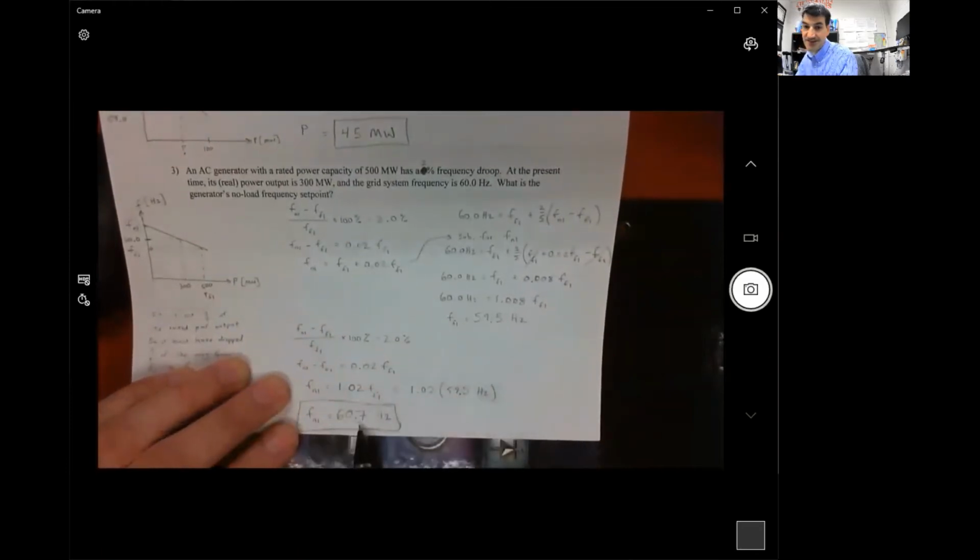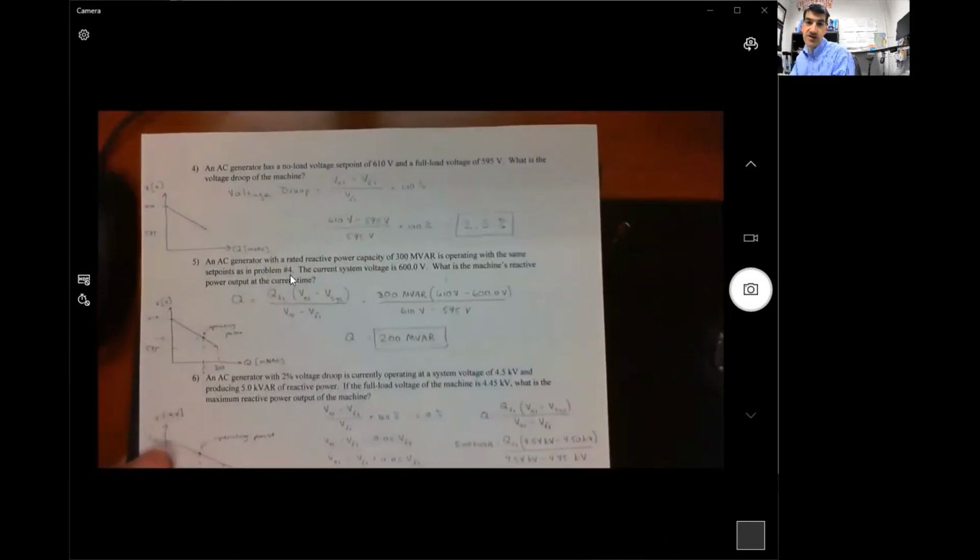And now I can plug in for the full load frequency. That's this right here. So pull that down, plug it in. 1.02 times the full load frequency is 60.7 hertz. 60.7 hertz, that is the no load frequency set point of our operating curve right there. That was the toughest question in this problem set. So if you get that one, then the others should be pretty straightforward. So let's go on to number 4.